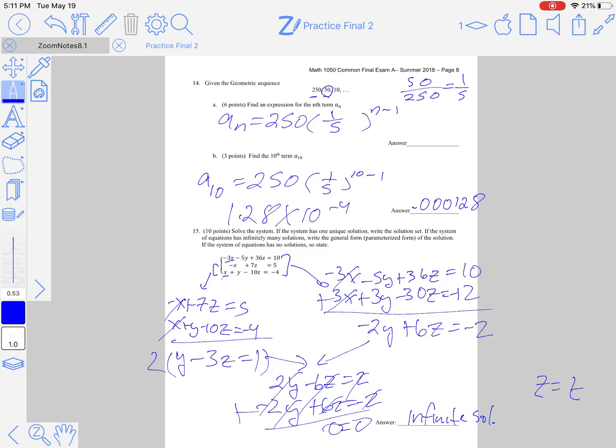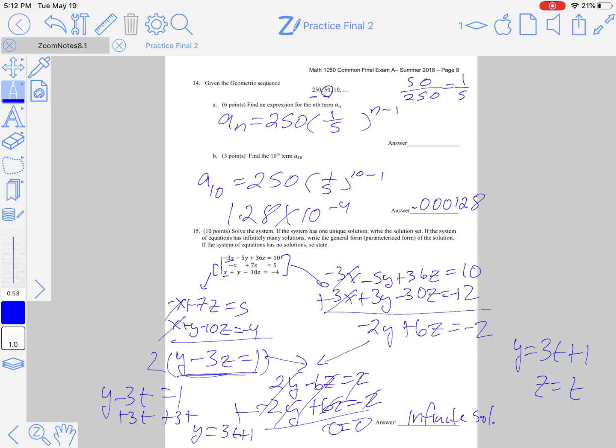So now, go ahead and let z equal t. We're going to say z equals t. If that's the case, then I back substitute into one of these equations. I'd probably do this equation right here. I'd get y minus 3t equals 1 and solve. Add the 3t. So I get y equals 3t plus 1.